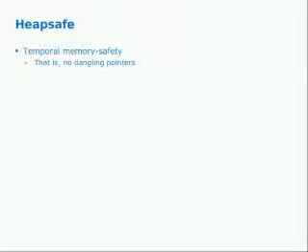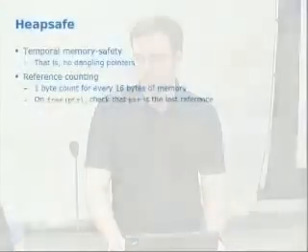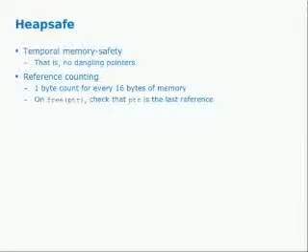Heapsafe enforces temporal memory safety, by which I mean it enforces that there aren't any dangling references in a program. And it does this by way of reference counting. So we keep a 1-byte reference count for every 16 bytes of memory. And then when you call free on a pointer, you just check that the pointer is the last reference to that region of memory.